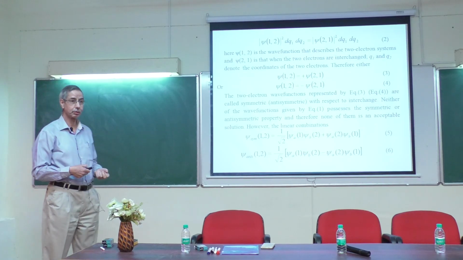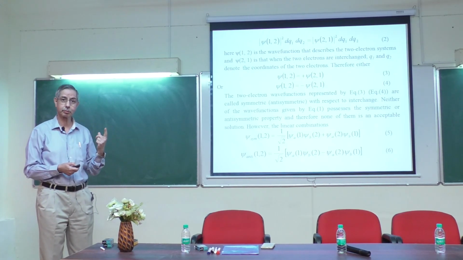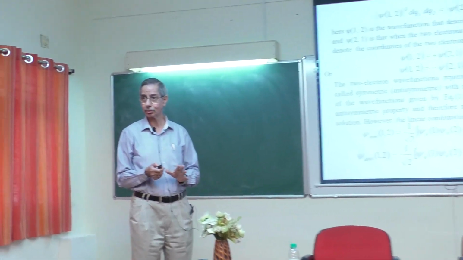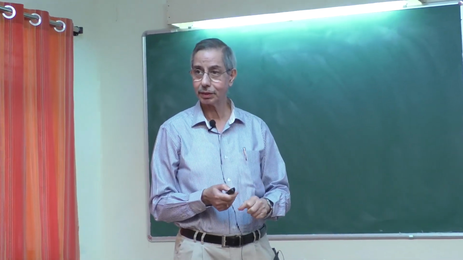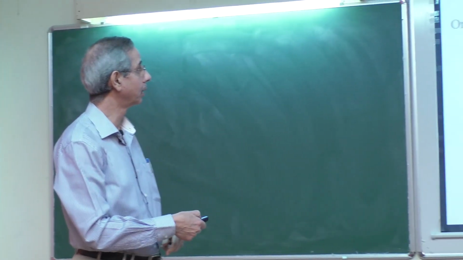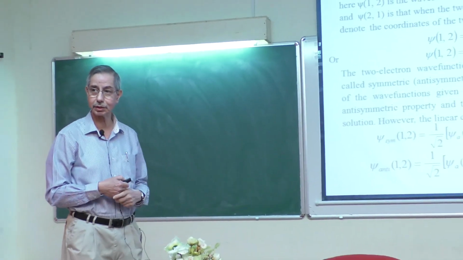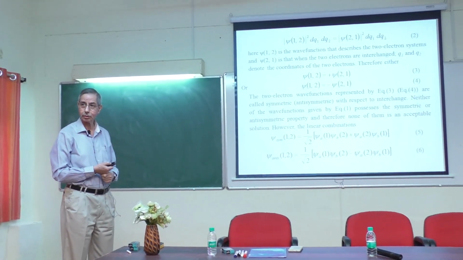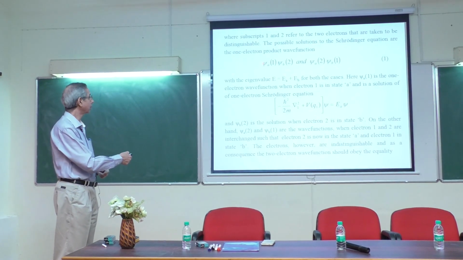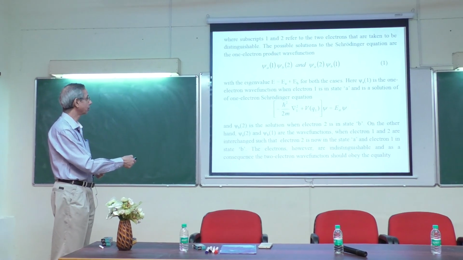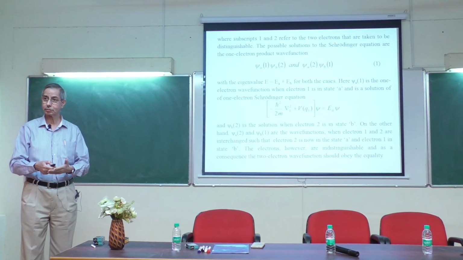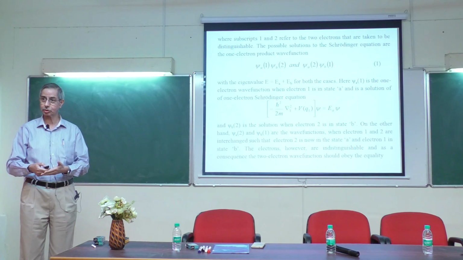So if you take the one-electron product functions which we had taken earlier, when we considered the electrons to be non-interacting and distinguishable, then if you use those product wave functions, none of them actually satisfy these conditions. None of these functions, whether this or this, satisfies the symmetric or antisymmetric total wave function of the two electrons.